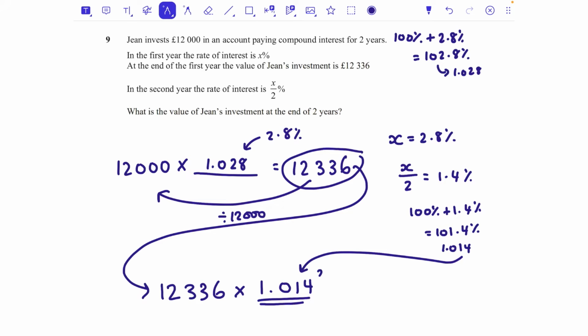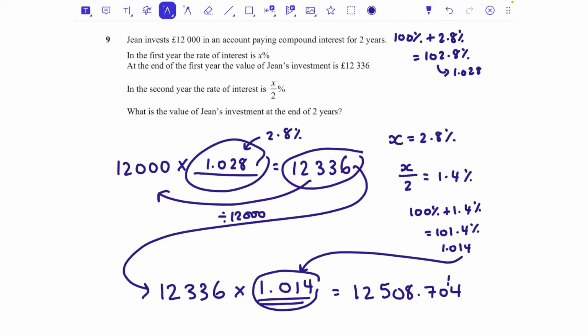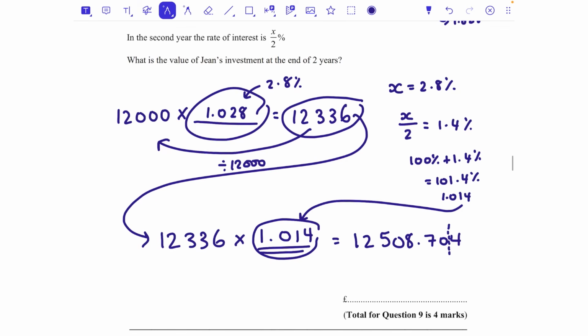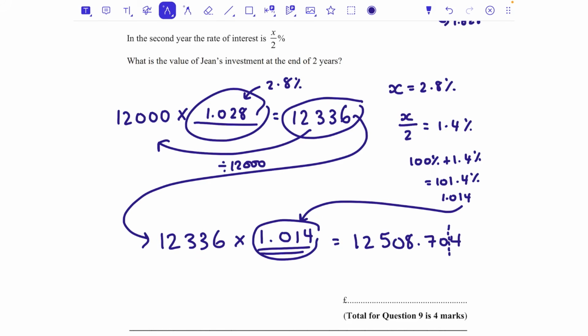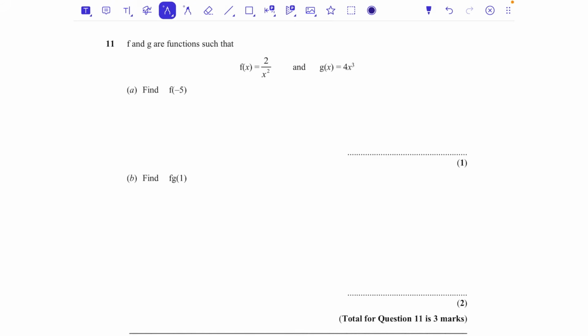Now, sometimes if it's 3 years or 4 years or whatever, we put a power there, but we're just doing the second year. So it's just 1 year at this rate and 1 year at this rate. So I can just times by that, and 12,336 times 1.014 is £12,508.704, but because this is money, I'm going to round it to 2 decimal places. That 4 rounds down. So the value of Jean's investment at the end of 2 years is £12,508.70.